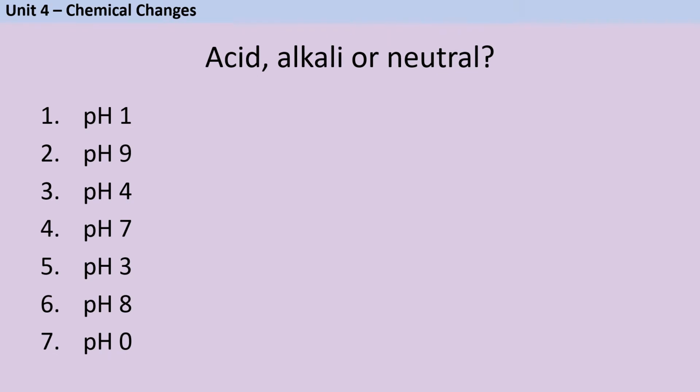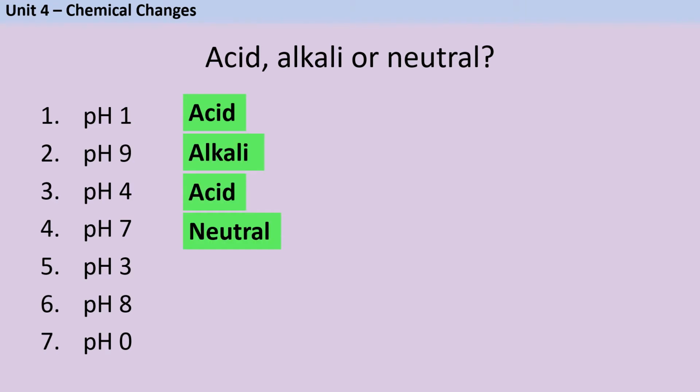Here's an opportunity to pause the video and just double check that you're comfortable using the pH scale. Are each of these substances an acid, an alkali, or neutral? Hopefully that wasn't too challenging for you. pH 1 is an acid, pH 9 is an alkali, 4 is an acid, 7 is neutral, 3 is an acid, 8 is an alkali, and 0 is an acid too.